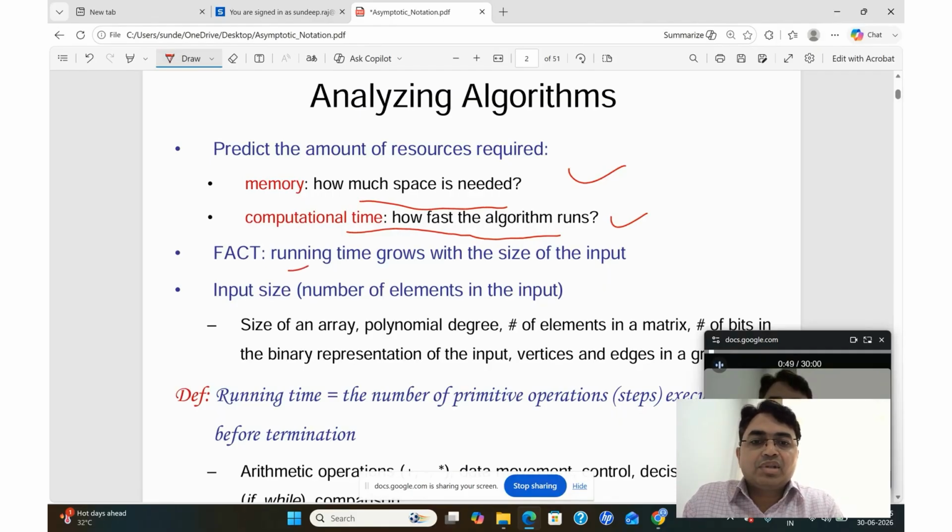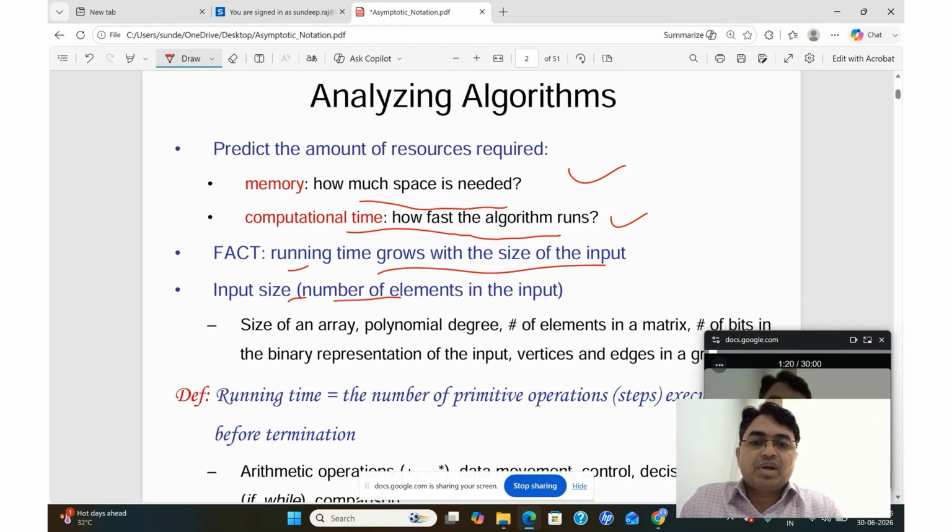Running time grows with the size of input. If our input is smaller, the running time will be less, which means our algorithm will be faster. And if the size of the input in an algorithm is bigger, then the running time will be directly proportional to the input, which means it will also be bigger.